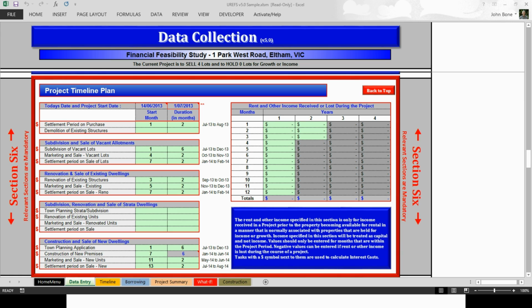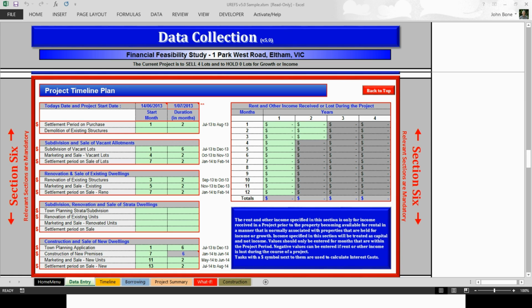The next task is the demolition of any existing structures, and in our example here, there is no demolition because we are intending to renovate the existing dwelling, so in this particular case we're able to leave these fields blank, but if a demolition was being undertaken, then what you may do, or what you may find, is that the demolition would occur immediately after the settlement period, or perhaps even after the development application has been approved. So the start month, if we were doing the demolition immediately after purchase, of this task would be month 3 and the duration would be 1 month. This entry is not significant as far as the financial calculations are concerned.